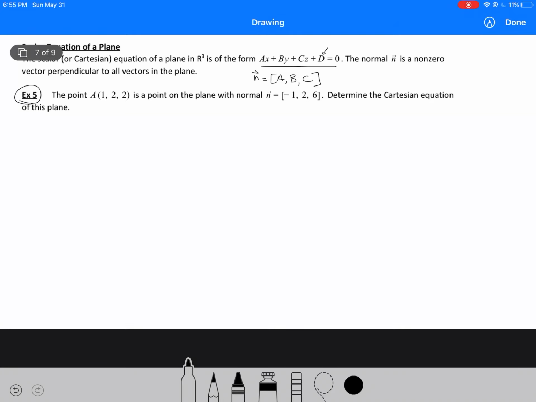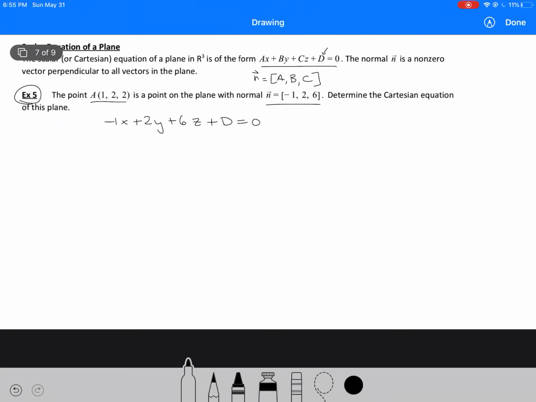So example 5 gives us a point on the plane and the normal to the plane and asks us to determine the Cartesian equation. So the first thing that we're going to do is substitute in our normal for a, b, and c. So minus 1x plus 2y plus 6z plus d equals 0.